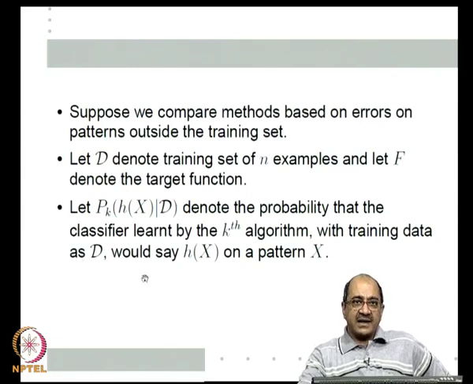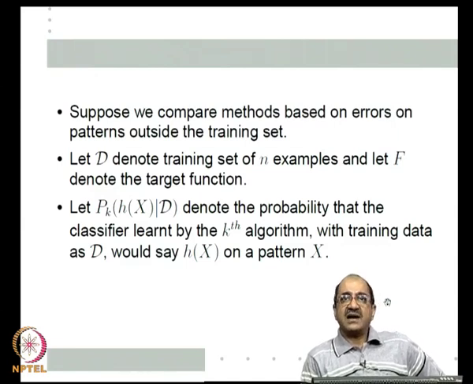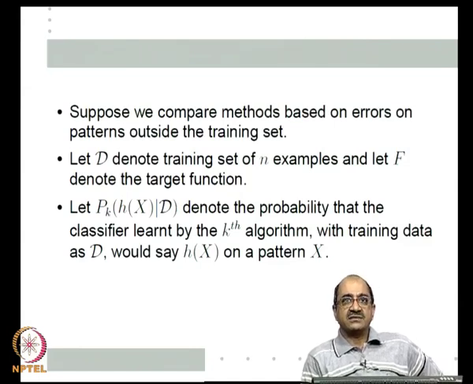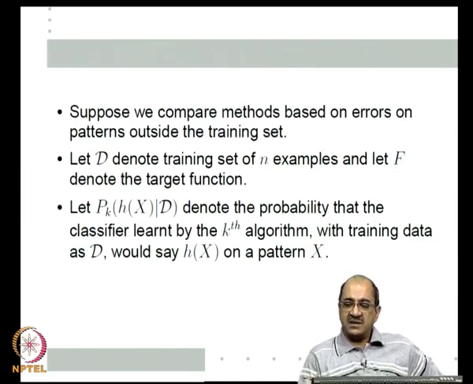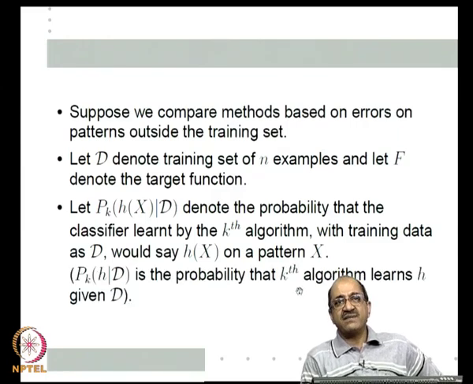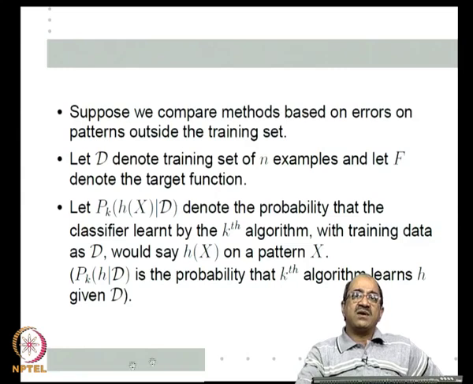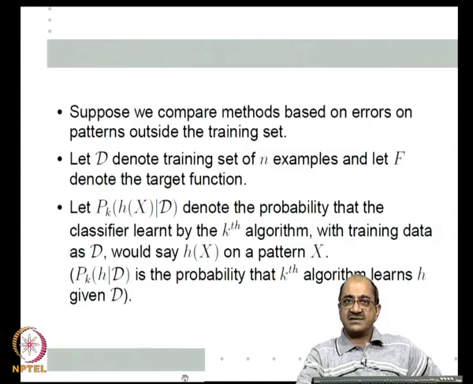Let p subscript k of h of x given D denote the probability that the classifier learnt by the kth algorithm using training data D would say h of x on a pattern x. When for the kth algorithm, if you give training data D, it will learn some classifier, and that classifier when given x would say h of x. Right? That is the probability of it happening. What this essentially means is, let us say p_k of h given D is the probability that the kth algorithm learns the function h given data D. So, if this is the probability of the kth algorithm learning h, then p_k of h of x given D would be the probability that it will say h of x on x. Okay.